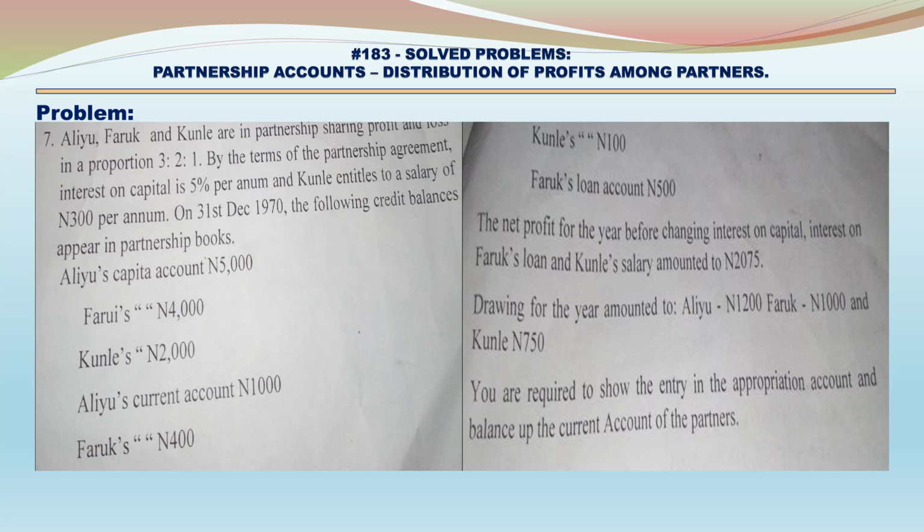Aliyu's capital 5,000, Farooq's capital 4,000, Kunle's capital 2,000, Aliyu's current account 1,000, Farooq's current account 400, Kunle's current account 100, Farooq's loan account 500. The net profit for the year before charging interest on capital, interest on Farooq's loan and Kunle's salary amounted to 2075. Drawings for the year: Aliyu 1200, Farooq 1000 and Kunle 750. You are required to show the entries in the appropriate accounts and the balances of the current accounts of the partners.